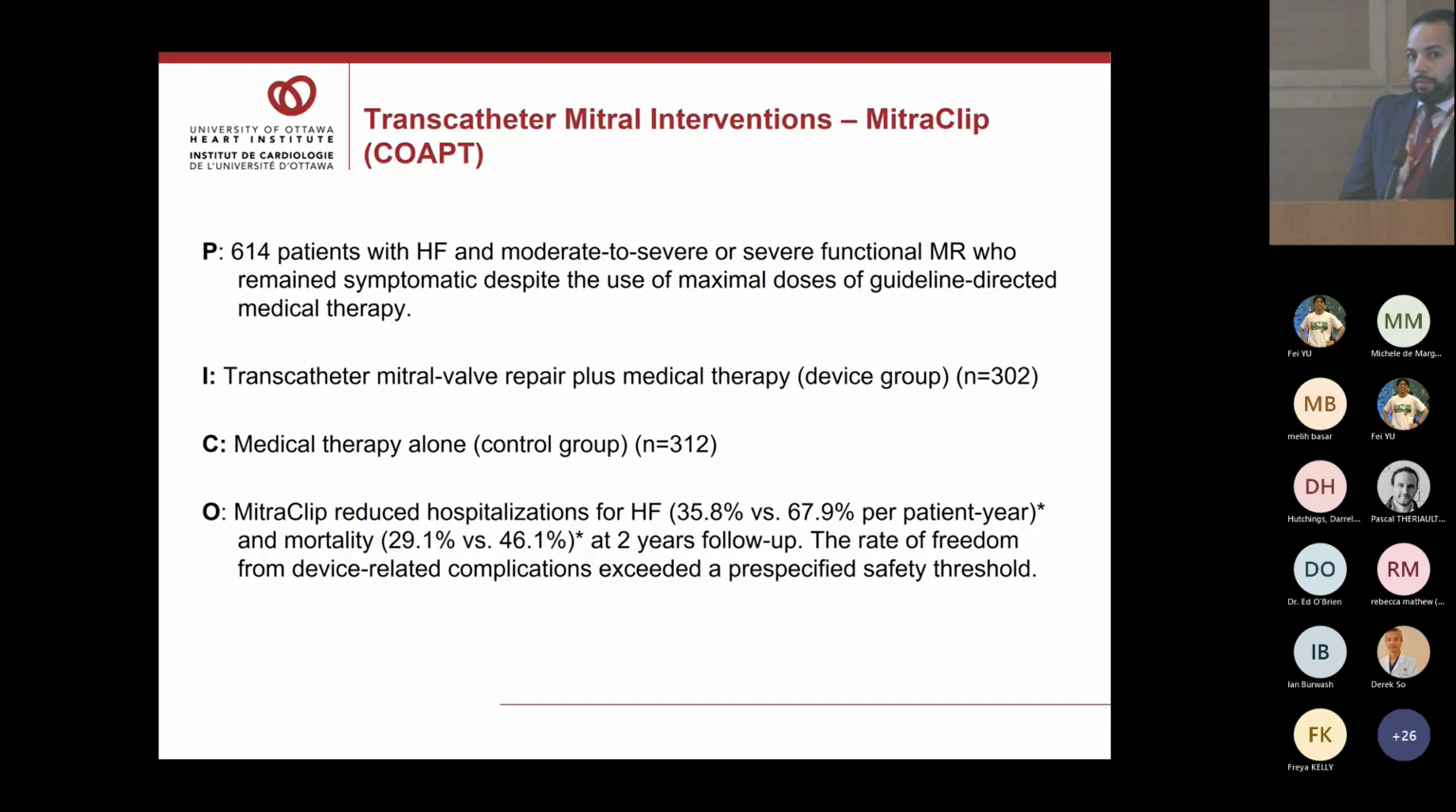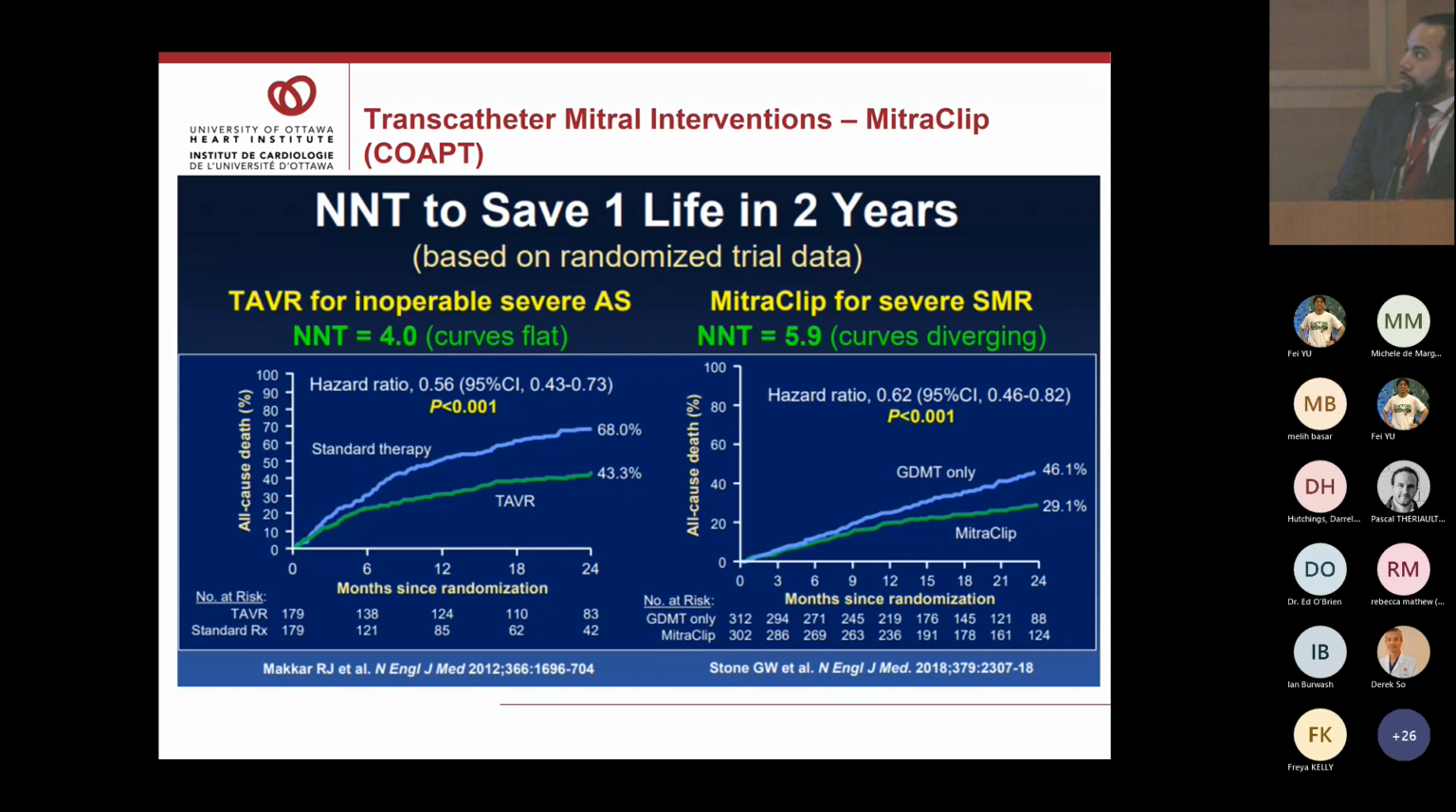And so when you compare MitraClip to the most widely used transcatheter technique, TAVI, you see numbers needed to treat which are very similar. So the number needed to treat for TAVI in inoperable severe AS, so the highest risk patients with AS who are most likely to have poor outcome, the number needed to treat is 4. MitraClip for patients with severe secondary MR, the number needed to treat is 6. So a highly effective technique.